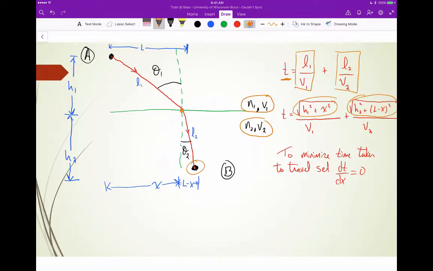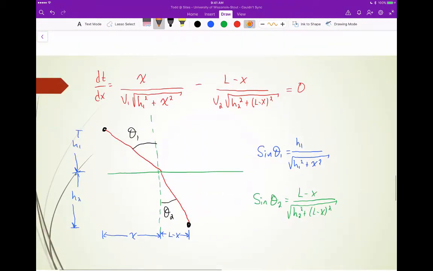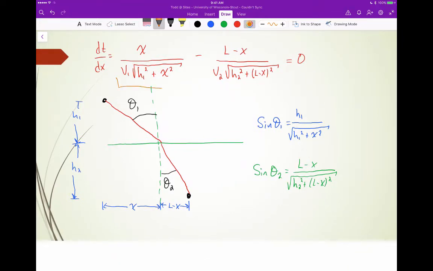And then I need to minimize the time taken, and so I'm going to take the derivative of t with respect to this quantity x. In other words, I'm considering any of the possible paths this light might take. It could have taken that path right there, in which case my value of x would have been there. So taking that derivative, here is what I get.